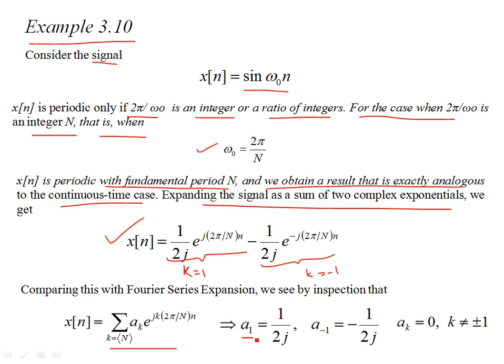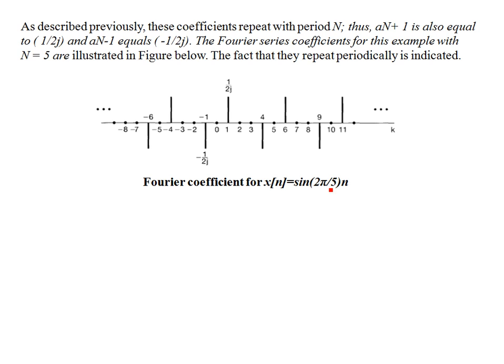Again, you have a_1 is 1 over 2j and a_{-1} is minus 1 over 2j, and you can see this by inspection. It also implies that a_k is 0 if k is not equal to plus minus 1. So there is no DC, because it's a sinusoidal sequence. a_0 is 0. That is expected. The important thing to illustrate here is that, as described previously, these coefficients repeat with period capital N. Thus, a_{N+1} is the same as 1 over 2j, and a_{N-1} is minus 1 over 2j.